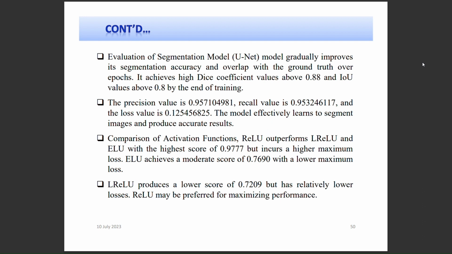Also, the evaluation of the segmentation model gradually improves its segmentation accuracy and overlap with the ground truth over the epochs. The precision value is 0.957, the recall value is 0.953, and the loss value is 0.125. The model effectively learned to segment the images and produce accurate results. Comparing the activation functions, ReLU outperforms Leaky ReLU and ELU with the highest score of 0.97, but incurs a maximum loss.